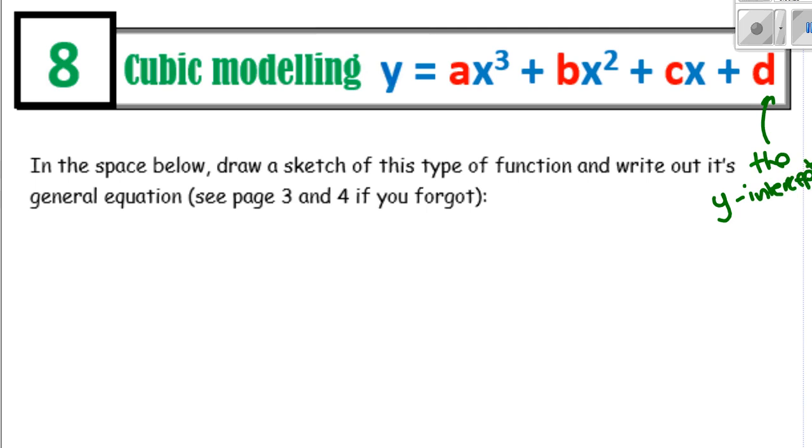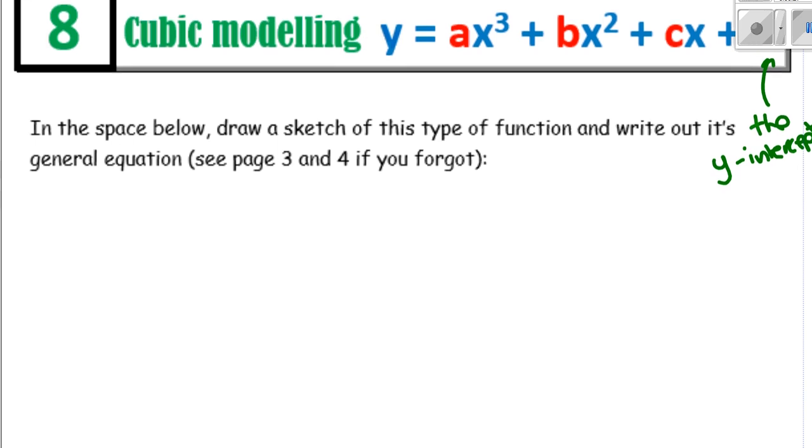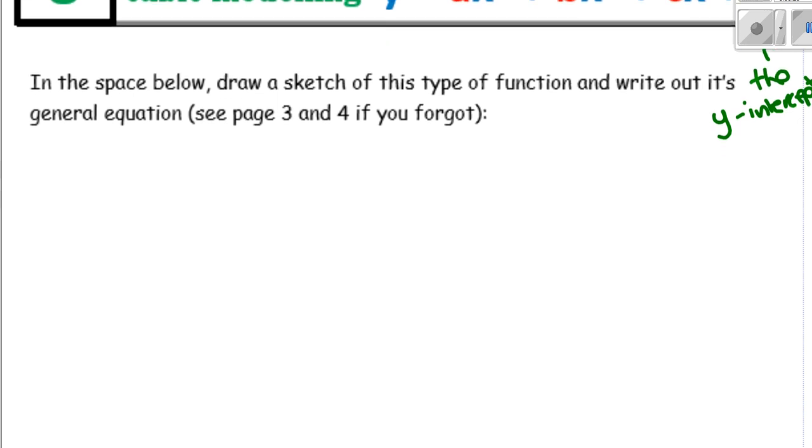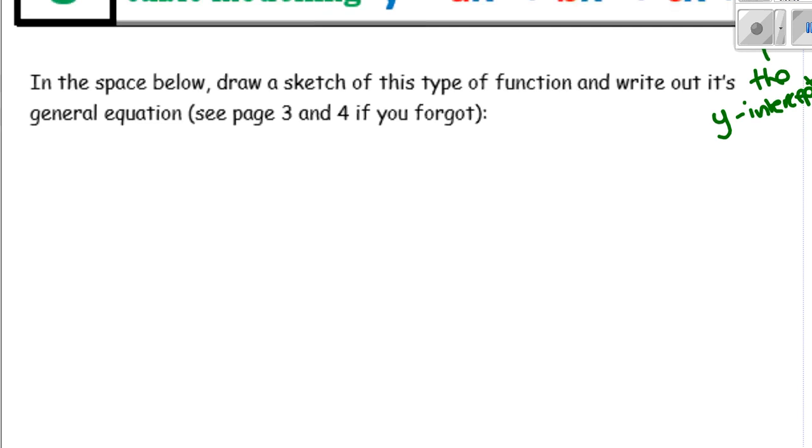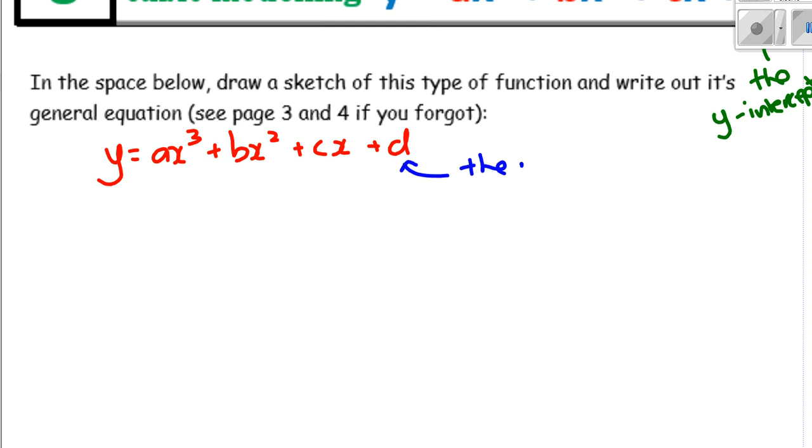In the space below, draw a sketch of this type of function and write out its general equation. Go back and see page 3 and 4 of your booklet if you're not sure. Remember the general equation I've just said: it's ax cubed plus bx squared plus cx plus d. D is the value of the y-intercept, just like the other functions.